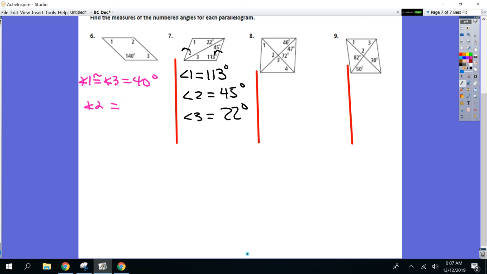Look back at the properties if you need to. If you see a diagonal drawn in, do I have any alternate interior? Vertical, supplementary, anything goes.